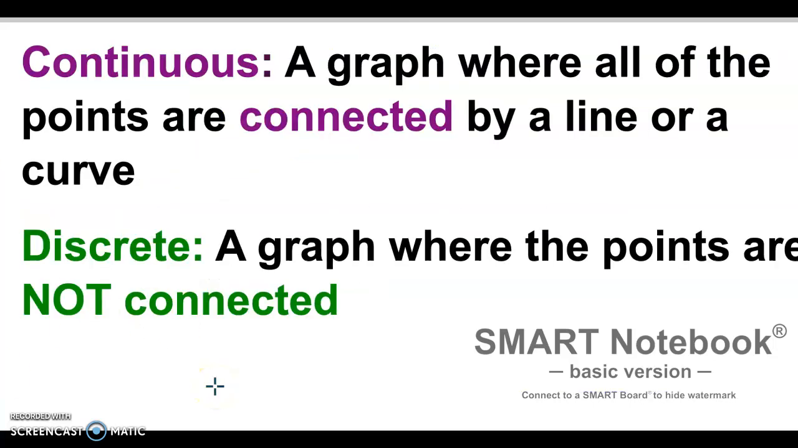Some more vocabulary here, a continuous function. If a graph is continuous, it is a graph where all of the points are connected by a line or a curve. Then another important vocabulary word here is discrete. If a graph is discrete, that means the points are not connected. And we're going to look at different examples of continuous and discrete. It's actually going to change how we write the domain and range based on whether the graph we're looking at is continuous or discrete.